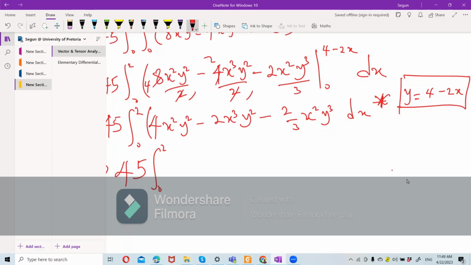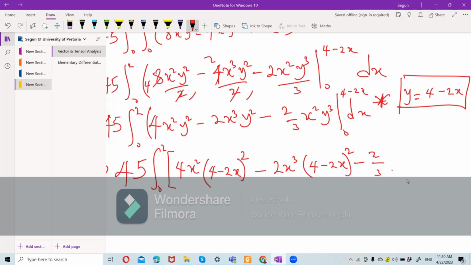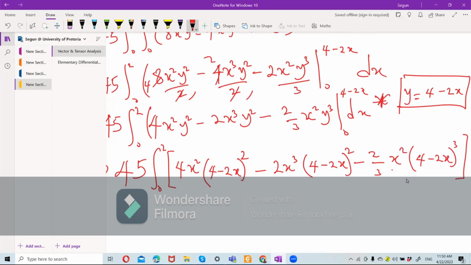We did not substitute our value. So let's just substitute first. 4x squared in bracket. What is y squared here? It's supposed to be what? 4 minus 2x squared. 4 minus 2x all squared, minus 2x cubed. You remember now? Yes, sir. 4 minus 2x all squared, minus 2 over 3 x squared, 4 minus 2x all cubed. So this is the limit we failed to substitute, because I remember y is equal to 4 minus 2x, and we did not do it here.